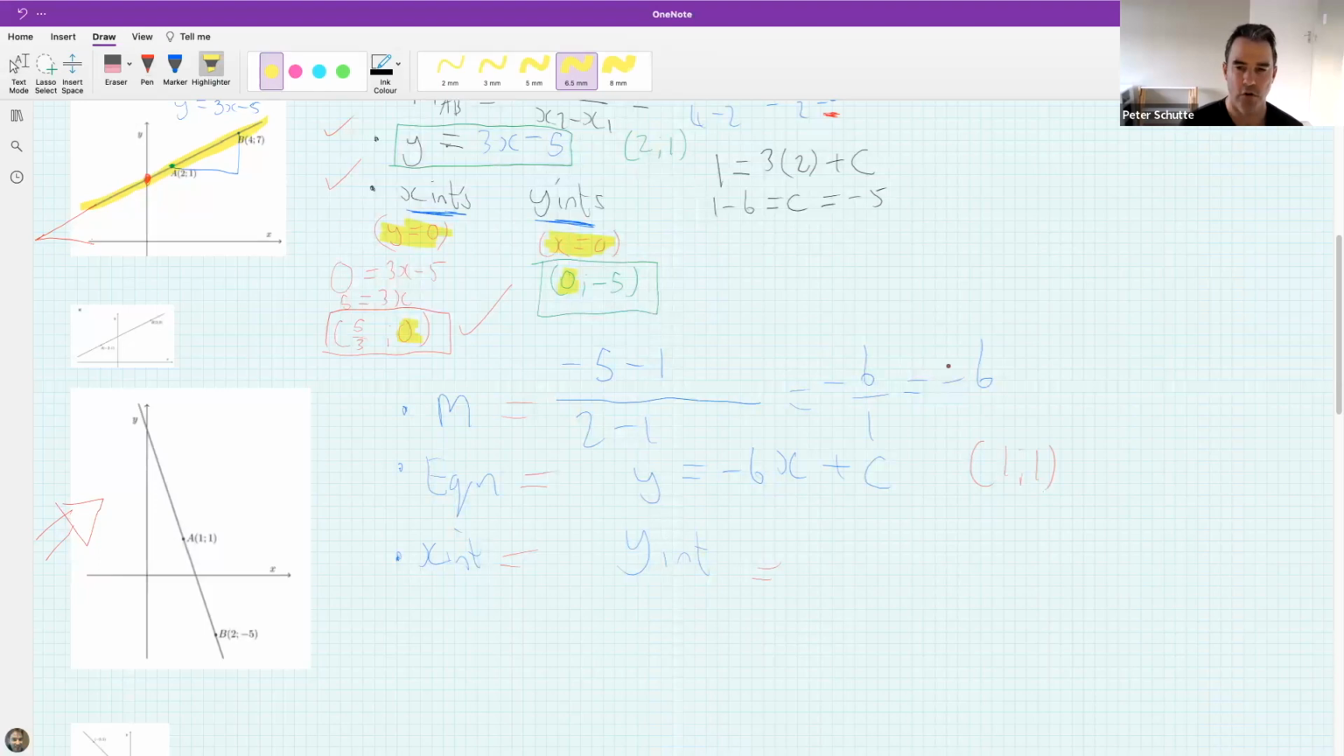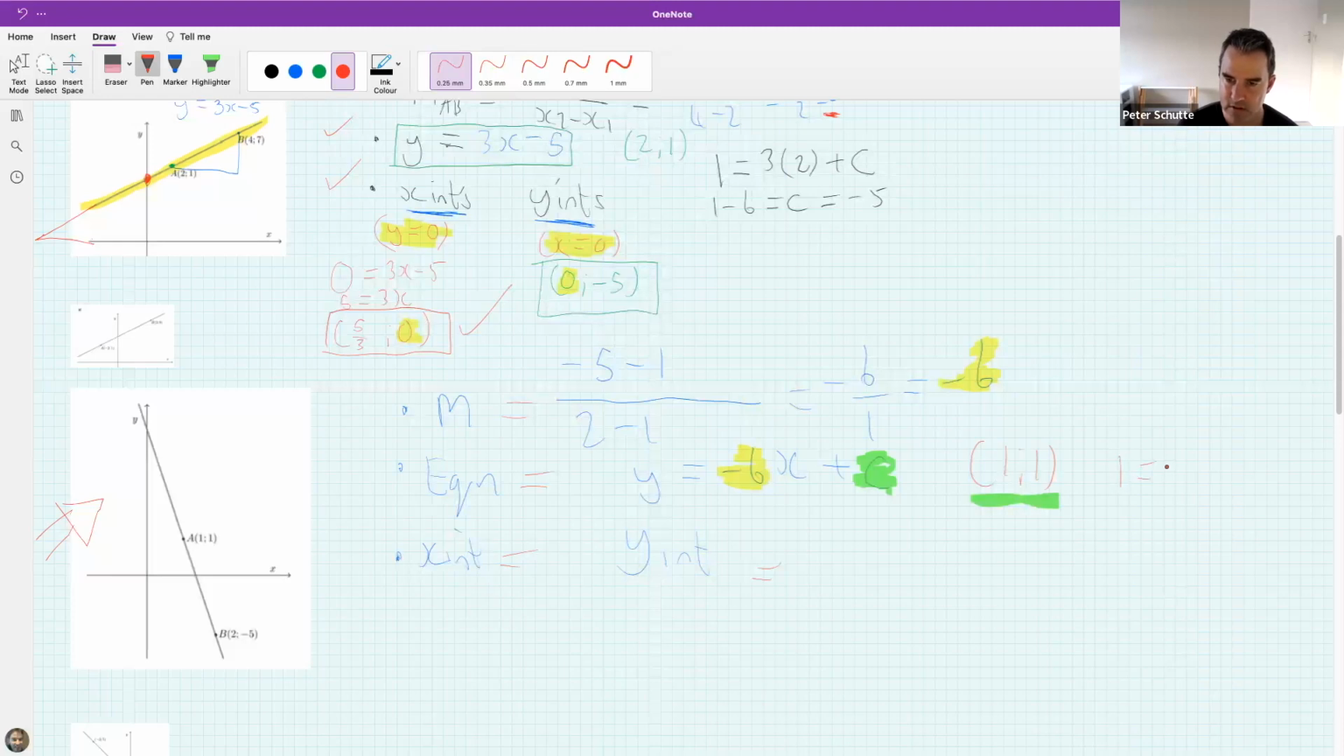So just to focus on what I'm doing, I find the gradient using the 2 points, and then that gradient is what is in my equation of my straight line, but I'm still missing C. And so I'm going to use a point on the line to help me. And I should be getting, let's have a look.